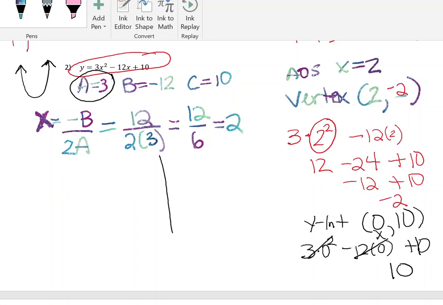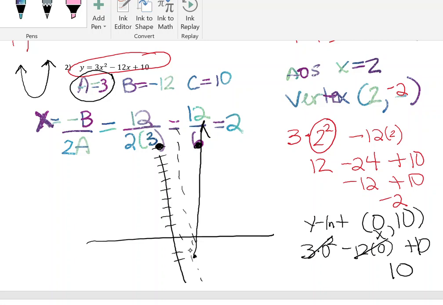So let's see if we can sketch a graph. We have (2, negative 2) as our vertex. The axis of symmetry is the line in the middle. (0, 10) is our y-intercept. And then we can put a point on the other side of the line in the middle: since (0, 10) is 2 away from the axis of symmetry, there's another point here that's 2 away.